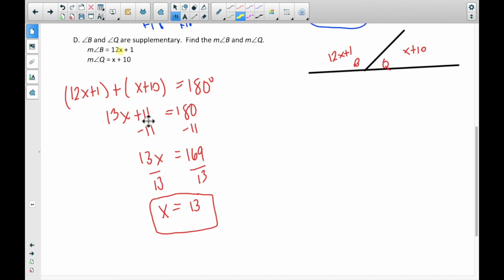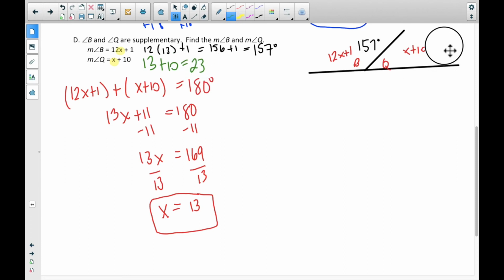So I'm going to go back here and plug in a 13 here and plug in a 13 here and see what I get. So in this one, I'm going to need a calculator. I'm going to get 12 times 13 plus 1. So 12 times 13 is 156, and I need to add 1, and that's going to give me 157. Okay, later I'm going to check this with the diagram, so I might just put in 157 over here so that I know. On the other one, 13 plus 10 is just going to give me a 23. So this is going to be 23.